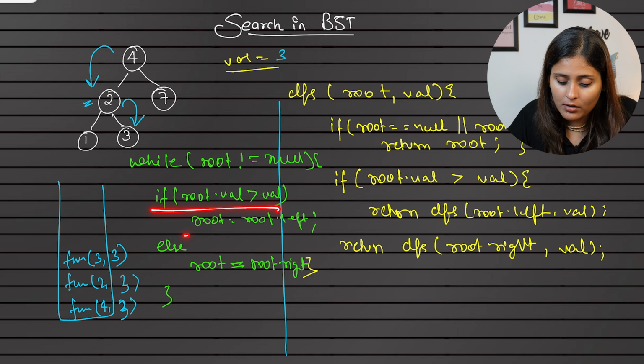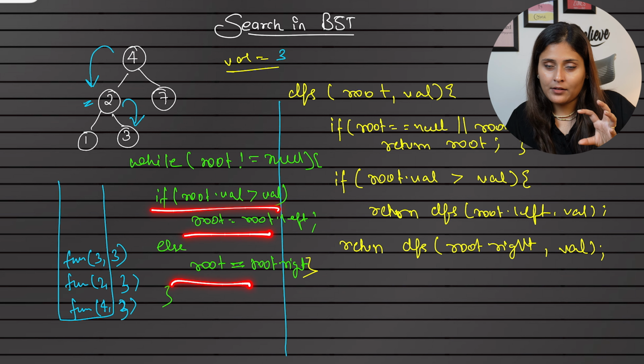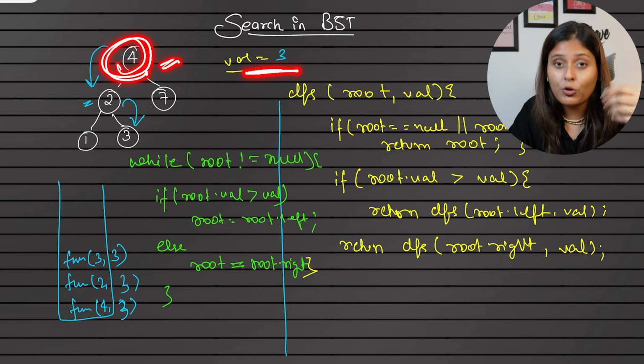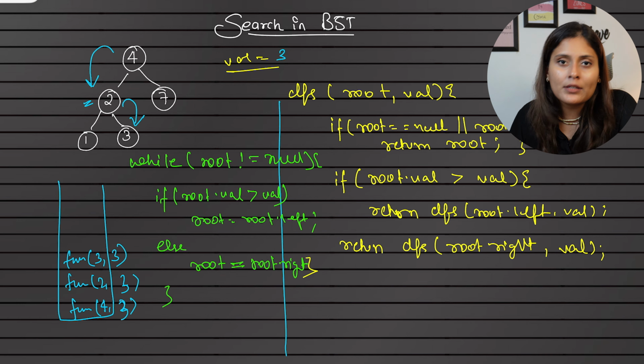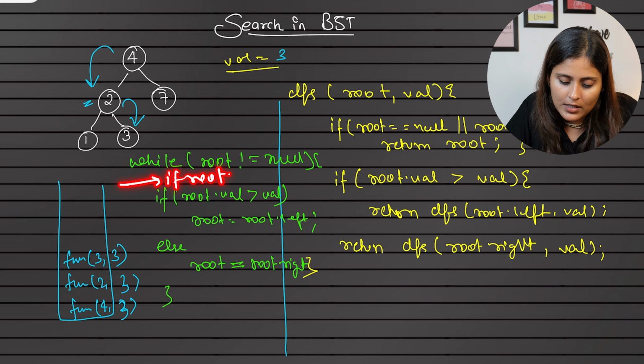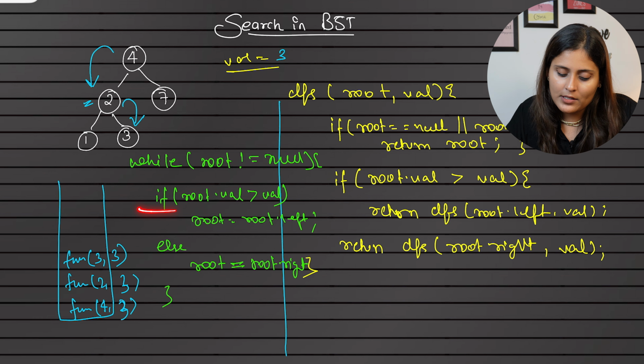But this is for moving left side or right side. But at the earliest I'll be present at some node. So first I have to check what if the value matches, then return that root then and there. So very simple. First, if root dot value is equal to value, return root, or else move left and right.